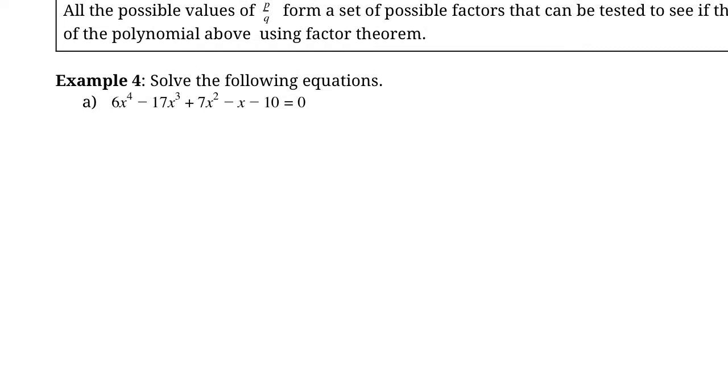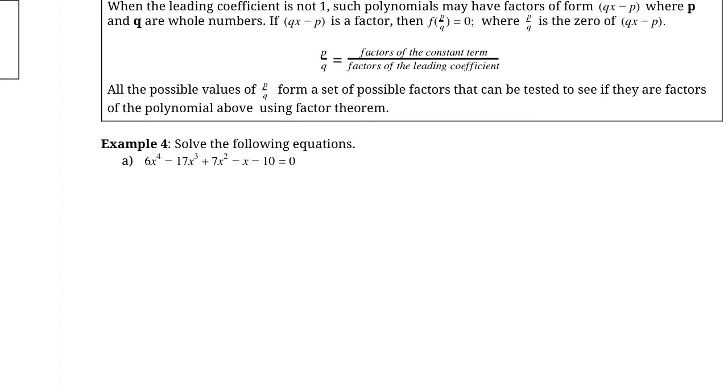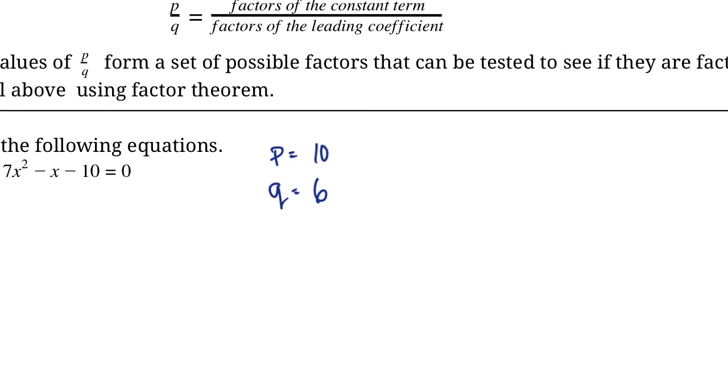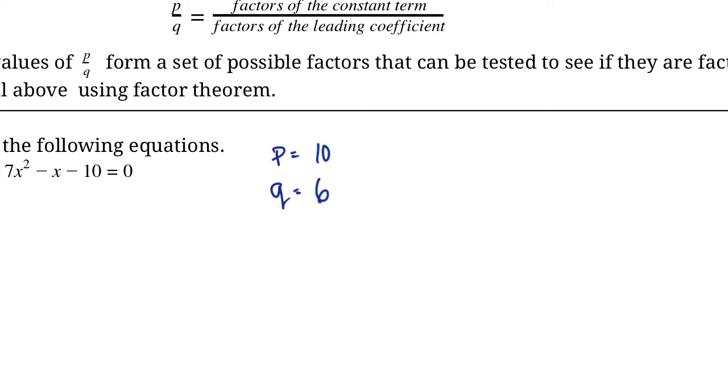So to factor it using the factor theorem, we need to find one of our zeros first, right? So what are the possible zeros? The possible zeros follow this pattern, P over Q, where P is the factors of the constant, and Q is the factors of the leading coefficient. In this case, our constant is 10, we don't worry about the negative there. So 10 is P, and our Q is our leading coefficient, which is 6. So our possible zeros are any value that's a combination of the factors of these.